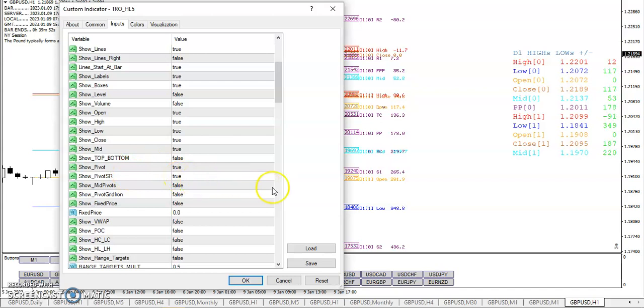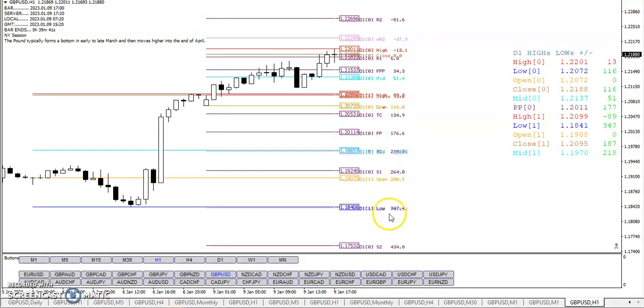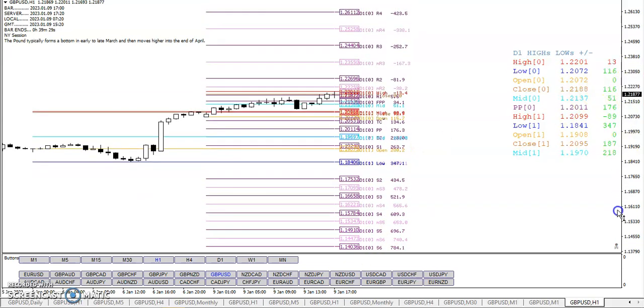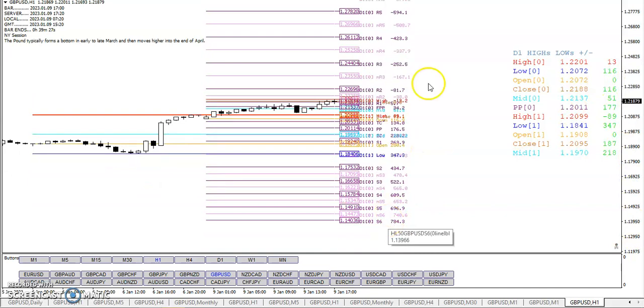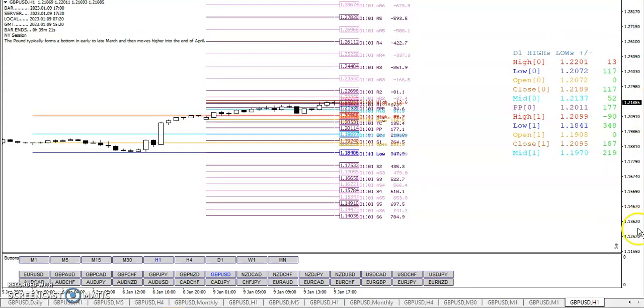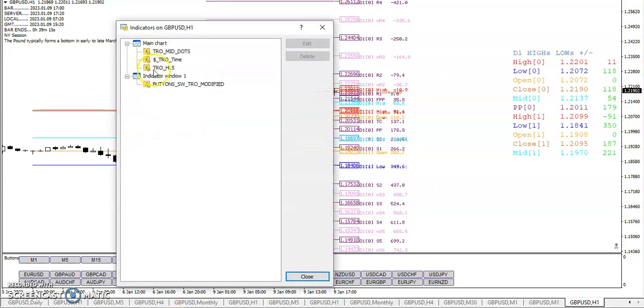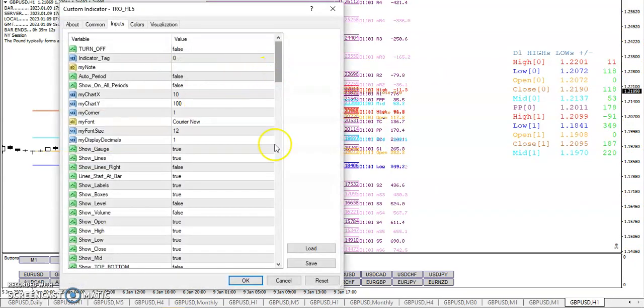In there. Then you could also show the mid pivots, which would be like halfway between S1 and S2, R1 and R2, etc. So there's the mid. There's a mid pivot. So I think there was a mid pivot here. There's a mid pivot there. And this goes all the way down to S6 and all the way up to R6 on the pivots. So you can see it can get complicated pretty quickly.